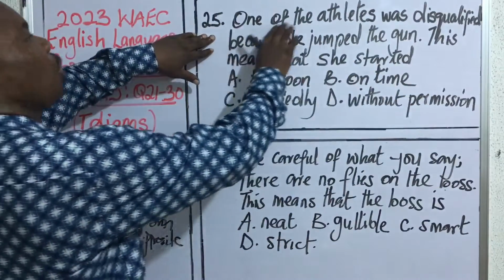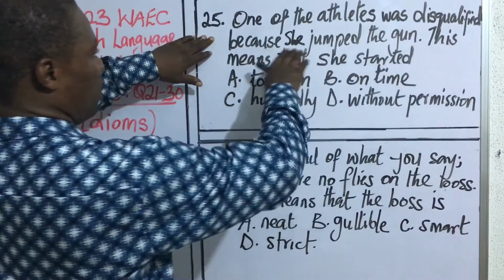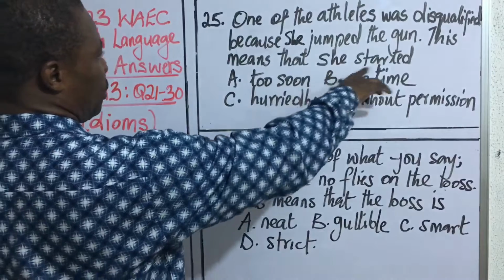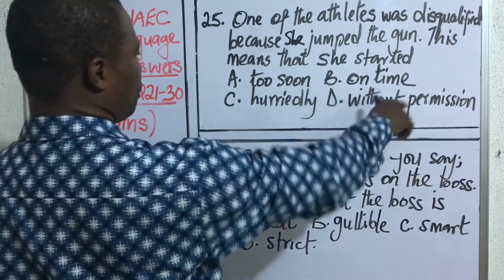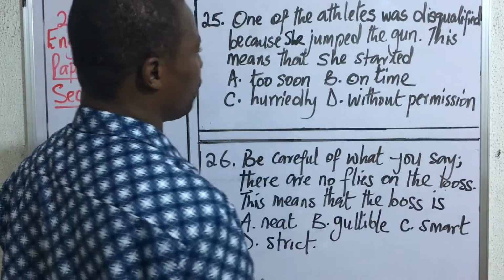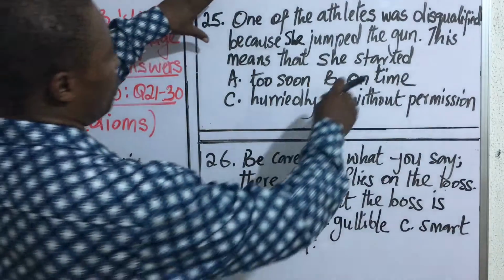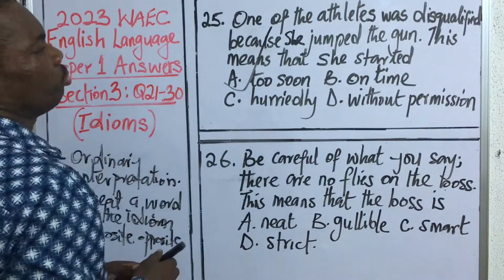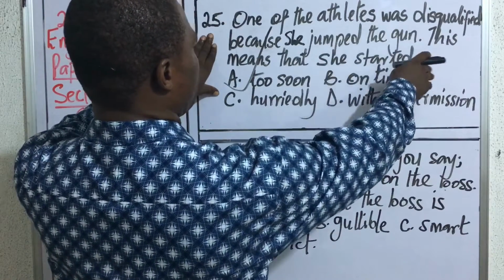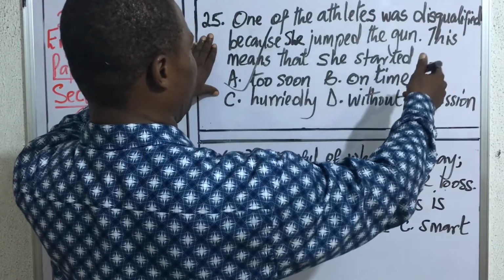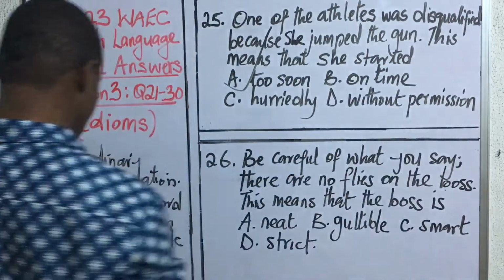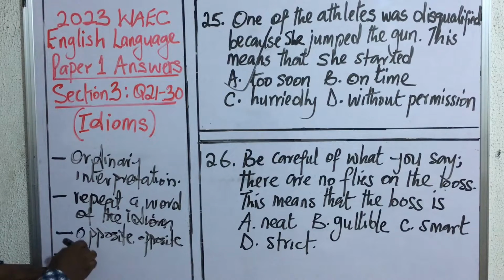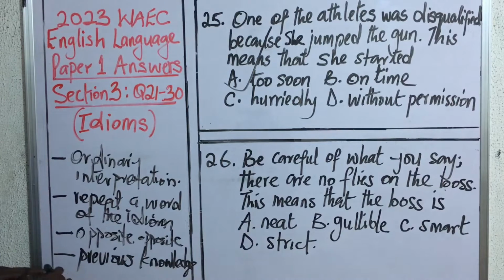Question 25. One of the athletes was disqualified because she jumped the gun. This means that she started A. Too soon, B. On time, C. Hurriedly, D. Without permission. Alright, so the context of this idiom is jumping the gun. To jump the gun means to start too soon. So you see, this type of question, you can easily answer with previous knowledge of idioms. I think we can add it here: you can use previous knowledge. What I put there before was uses symbols and signs. So these are some rules that you can use to handle problems on idioms.